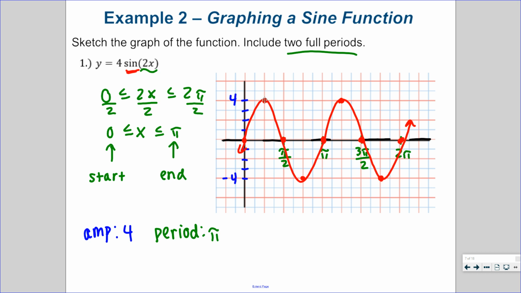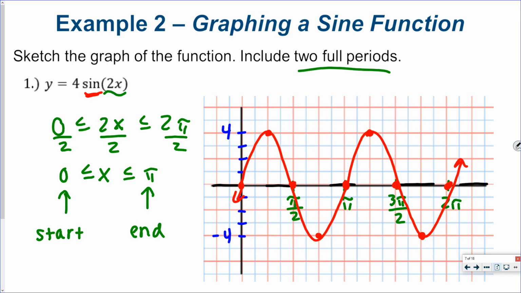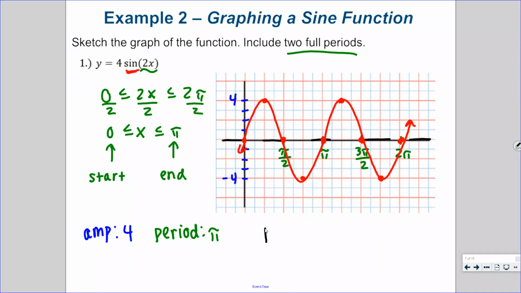Really quick, let's talk about domain and range. Domain is all real numbers. Good. And range is -4 to 4. Brackets or parentheses? Brackets, including those points.